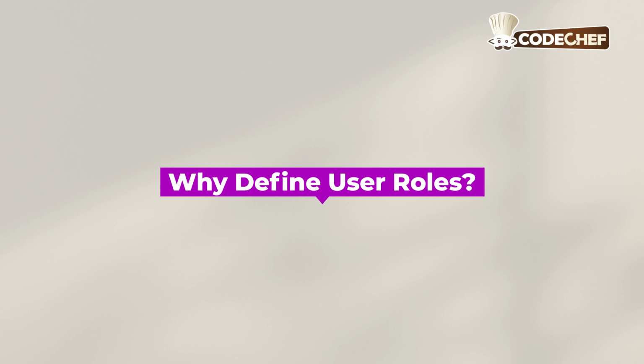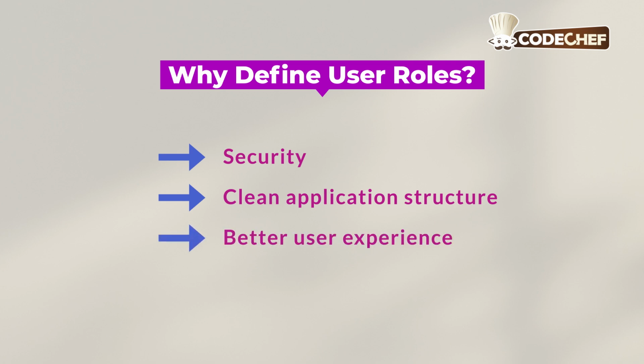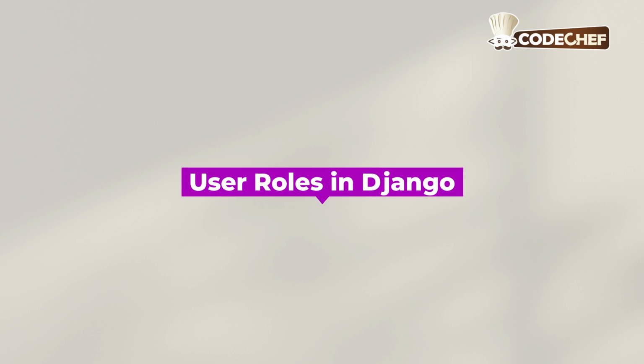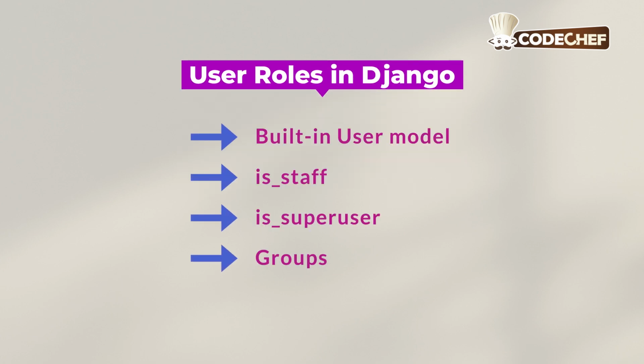Now, why define user roles? Defining roles is critical for security. Users should never access features that they are not supposed to. Roles also help you structure your application logic and present a cleaner, simpler interface to users. Now, let's look at user roles in Django. Django provides a flexible system for user roles using the built-in user models and groups. We don't need to create our own role system from scratch.